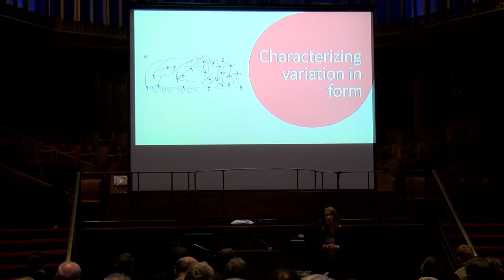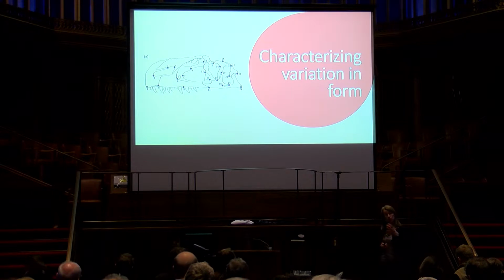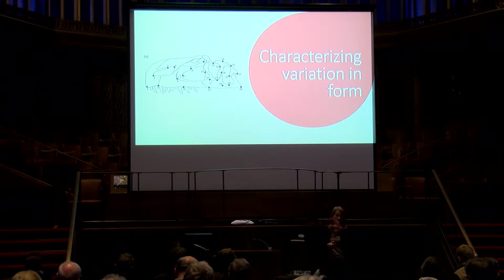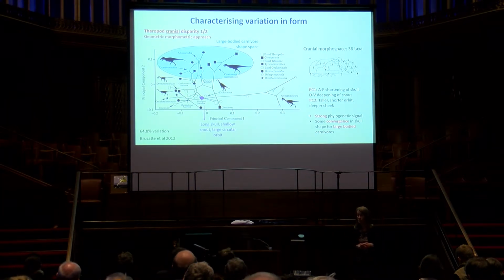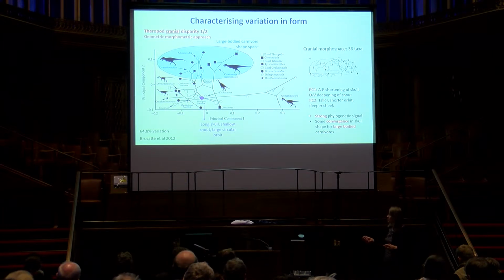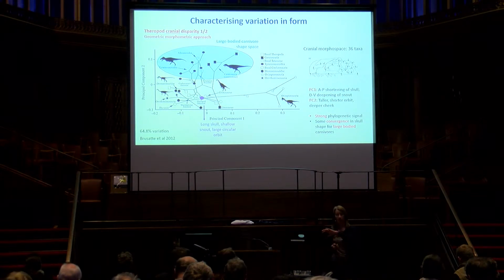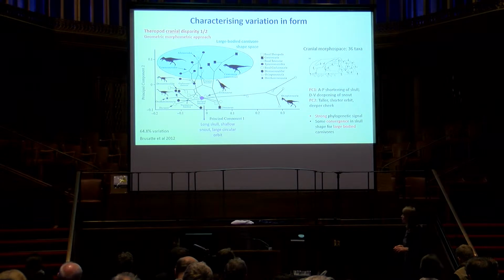If we start with characterizing variation in form, this has been achieved to some extent through the use of two-dimensional geometric morphometrics. This is the method in which you take a shape, characterize it by a series of landmark data points, and then look at the variation in that shape. One of the first studies to do this was by Steve Brusatte. Steve is talking to us later on this afternoon. Steve and his colleagues looked at theropod cranial variation, using a lateral view of the skull of a group of theropod dinosaurs.